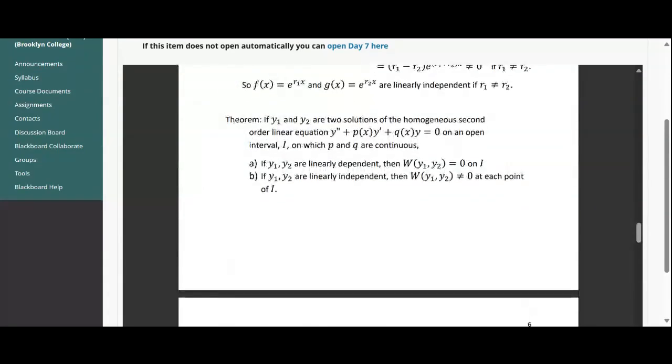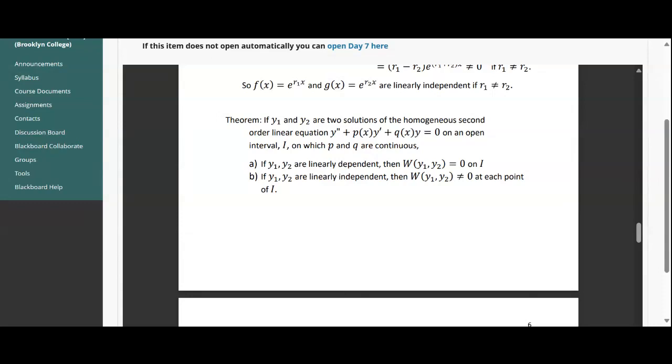Okay, let's read the theorem. The theorem says if y1 and y2 are two solutions of a homogeneous second-order linear equation on an open interval on which p and q are continuous, then if y1, y2 are linearly dependent, the Wronskian equals 0 on the interval. If y1, y2 are linearly independent, then the Wronskian is not equal to 0 at each point. So you are doing the contrapositive.